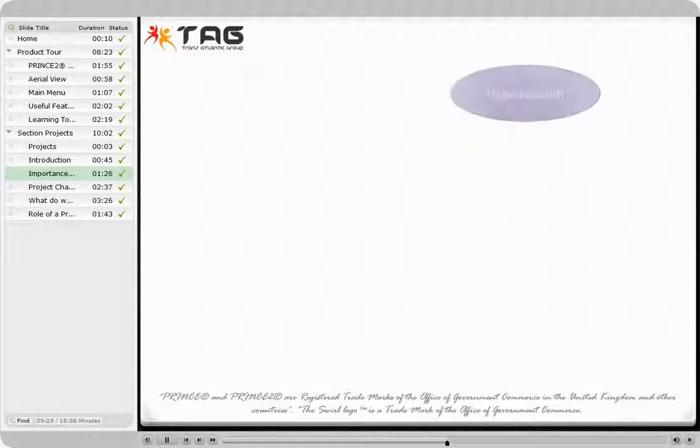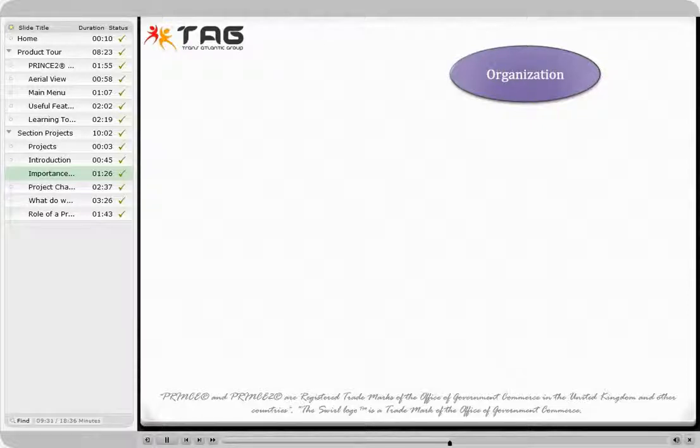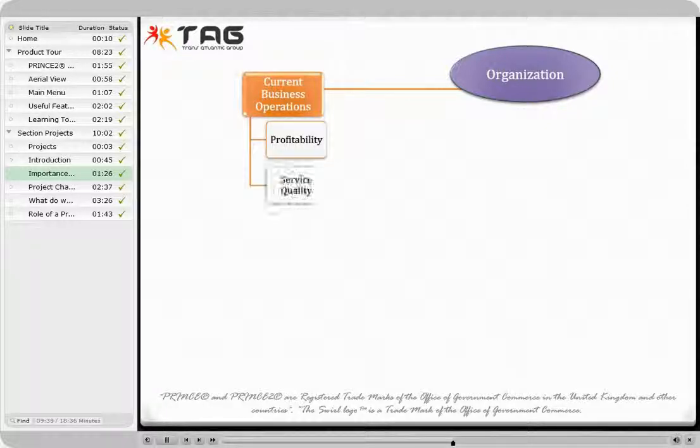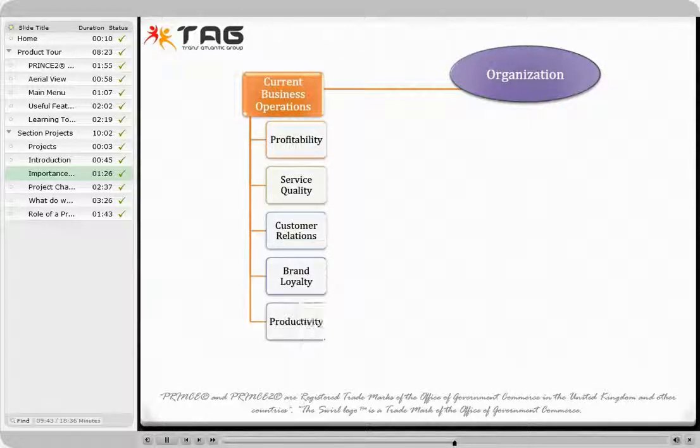A key challenge for organizations in today's world is to succeed in balancing two parallel competing imperatives: maintaining current business operations, also keeping in mind profitability, service quality, customer relationships, brand loyalty, productivity, market confidence, etc. What we term business as usual.